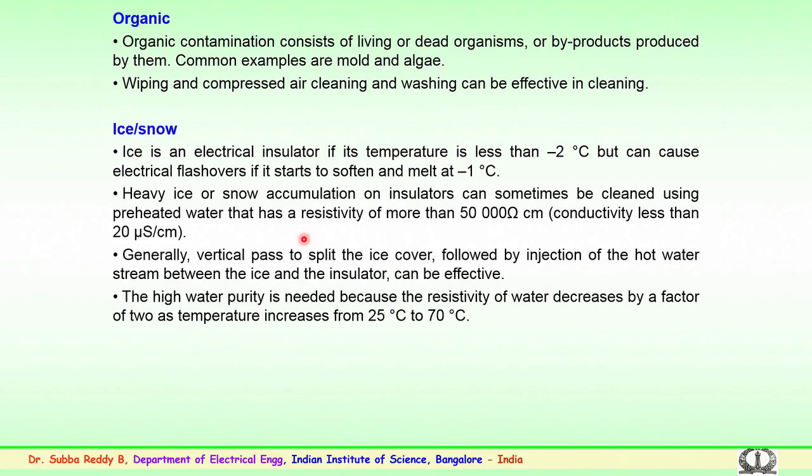In case of organic contamination, it generally consists of living or dead organisms or byproducts produced by them. Common examples are mold and algae. These are generally seen near the cement junction of the ceramic insulation or on the surface of the polymer insulators, which are in high altitude and cold countries. The mold and the algae formation has been noticed. Here wiping, compressed air cleaning and washing can be effective in such places.